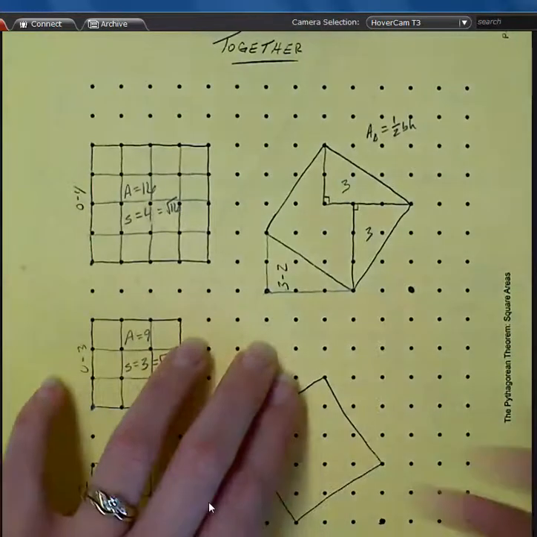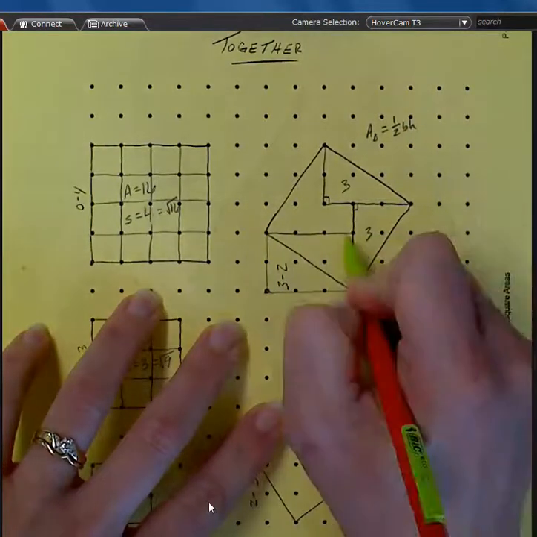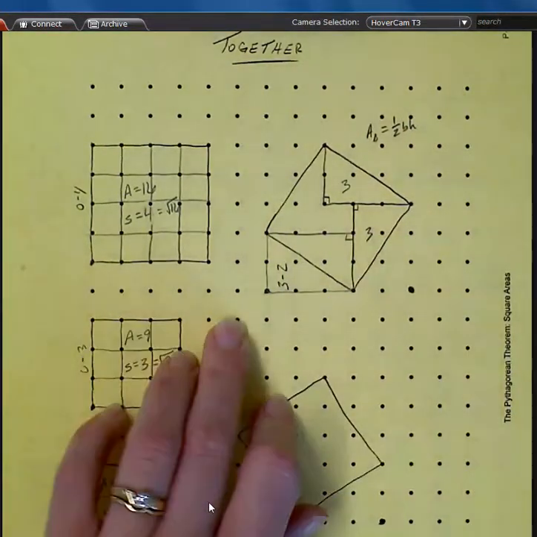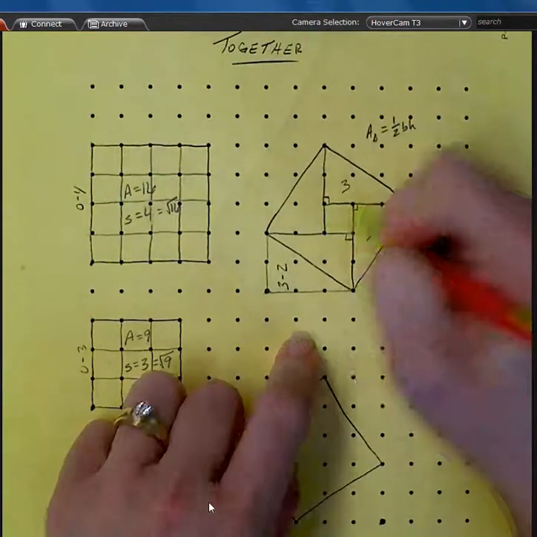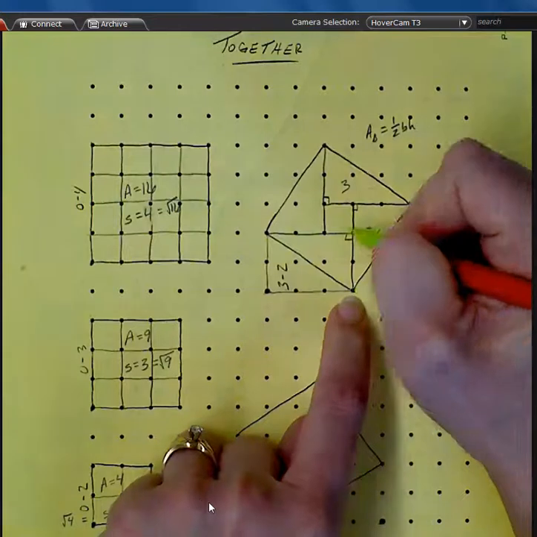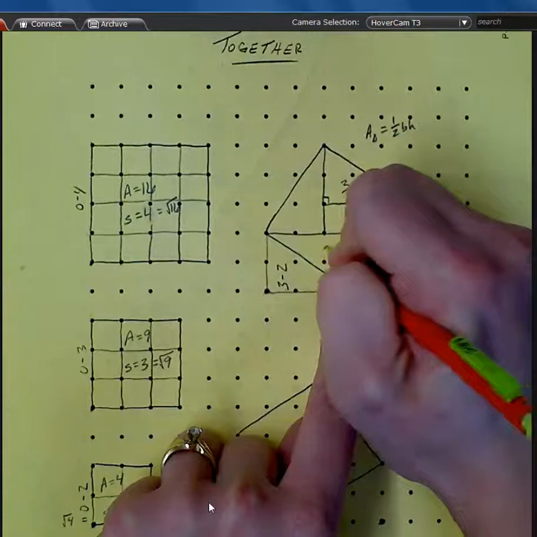Jess said, I see another one. He's right. If I go from this corner straight across, and there's another one. And all of the triangles are 3 by 2. Do I have to keep figuring out how big they are if they're exactly the same? This is a 3 and this is a 3.